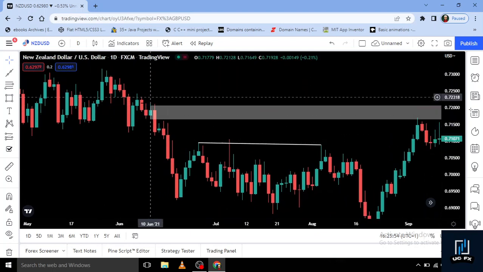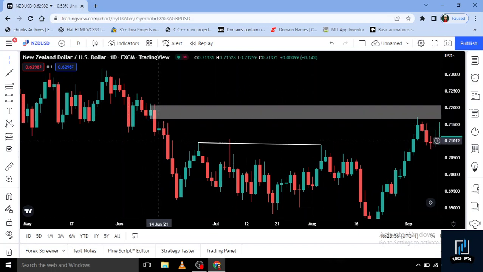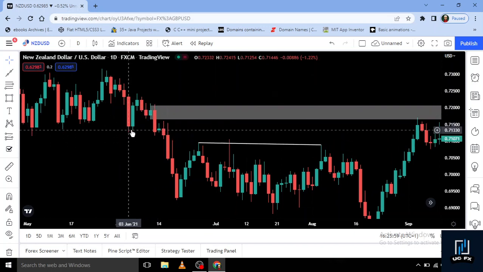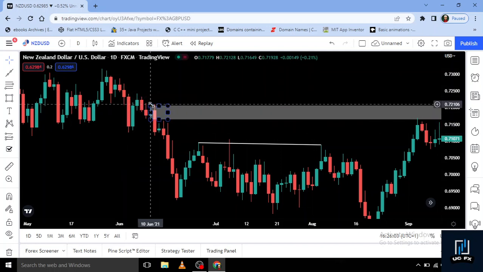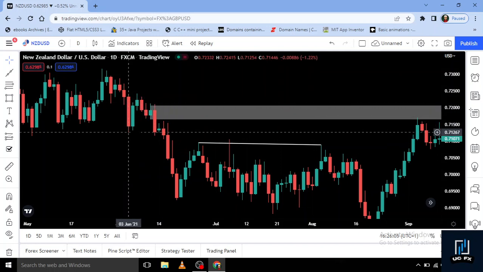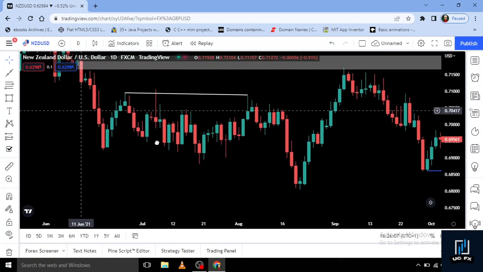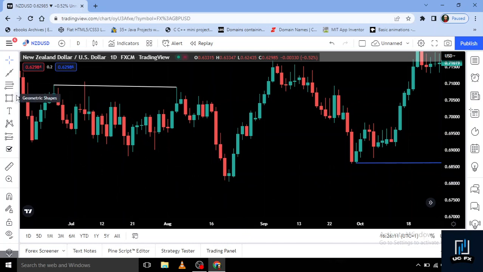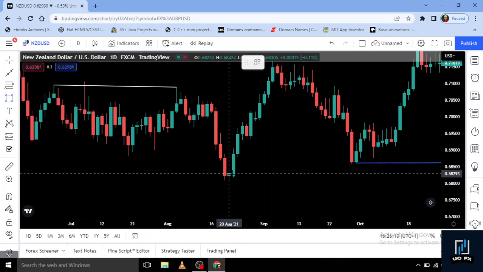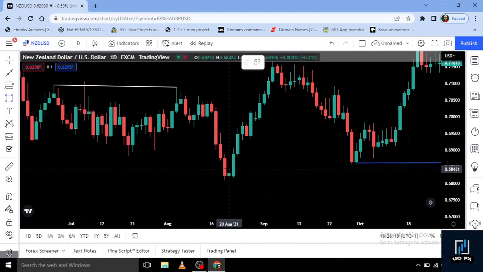So you have to see a strong impulsive move and a break of structure, as you can see here. This one as well, you can't say this is another block, no, because we don't have any break of structure. Here we have another block and we have a break of structure. Just like here as well, we have a bullish order block.